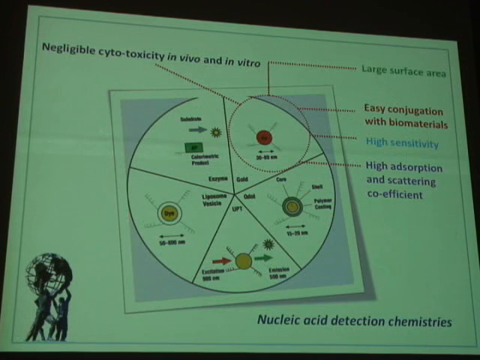There are some materials used for IVD testing. For example, for nucleic detection, we use enzyme, quantum dot, ribosome, and gold. Gold nanoparticles are a choice material because they are non-poisonous, they have a large surface area, and easy conjugation with biomaterial. They have high sensitivity with biomaterial, and they have high absorption and scattering coefficient. This means that they show the red color in the UV region.